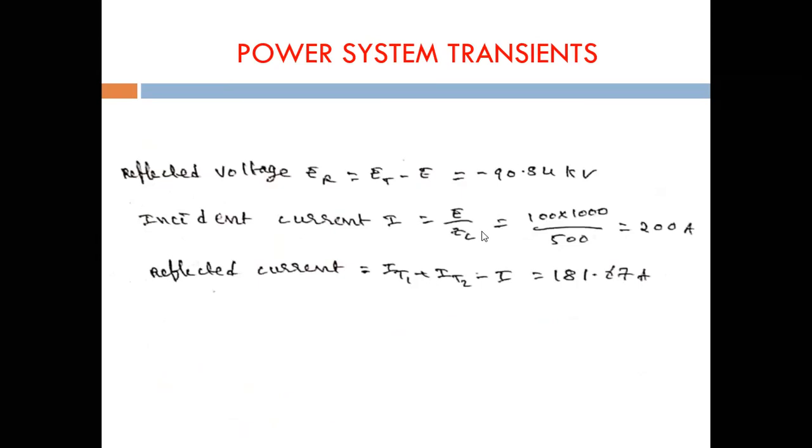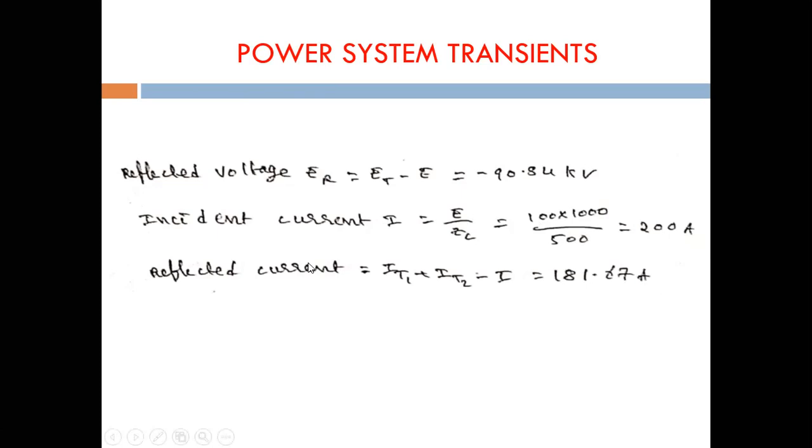Next we calculate the incident current, that is I. Incident current I is equal to E by ZC. That is equal to 100 kilovolts, means 100 into 1000, by 500. That is equal to 200 amperes. This is the incident current.